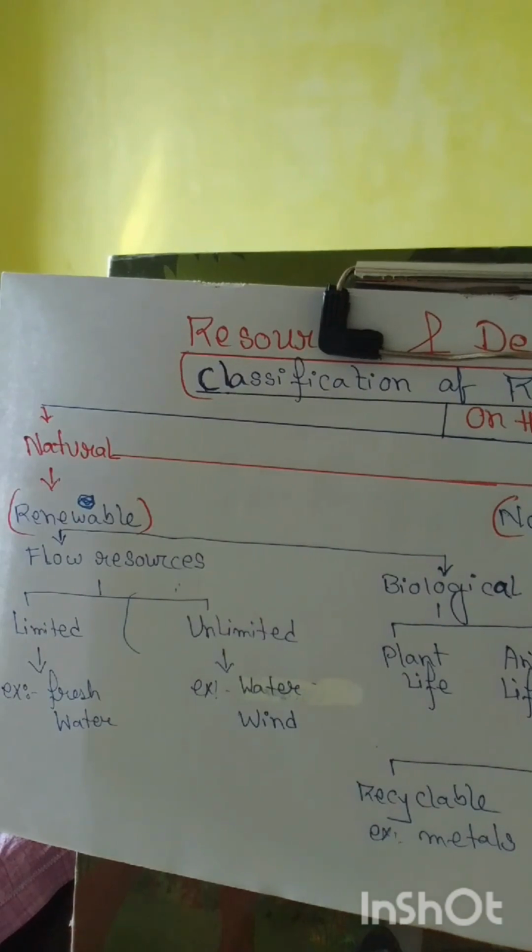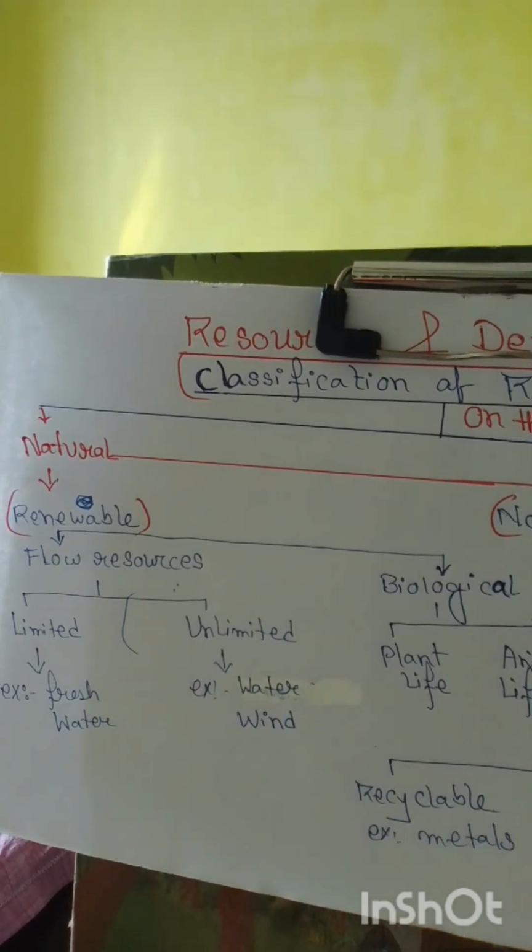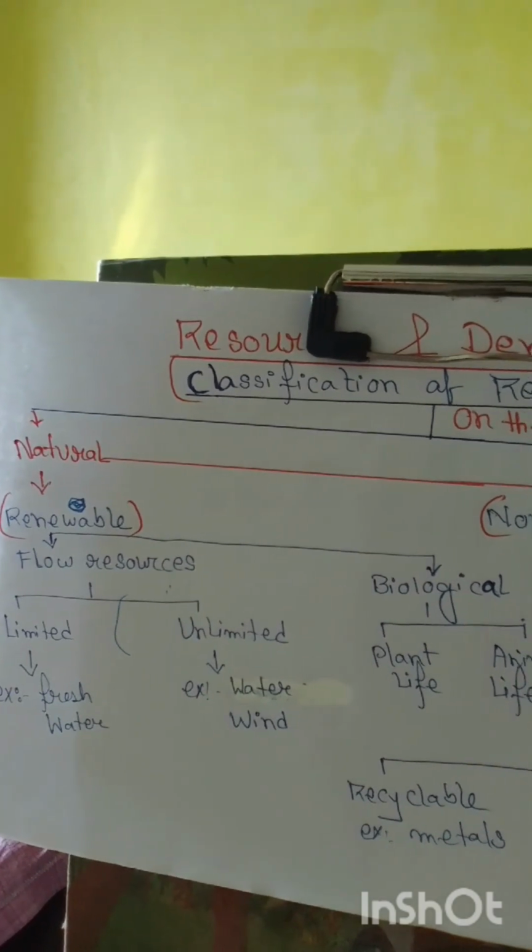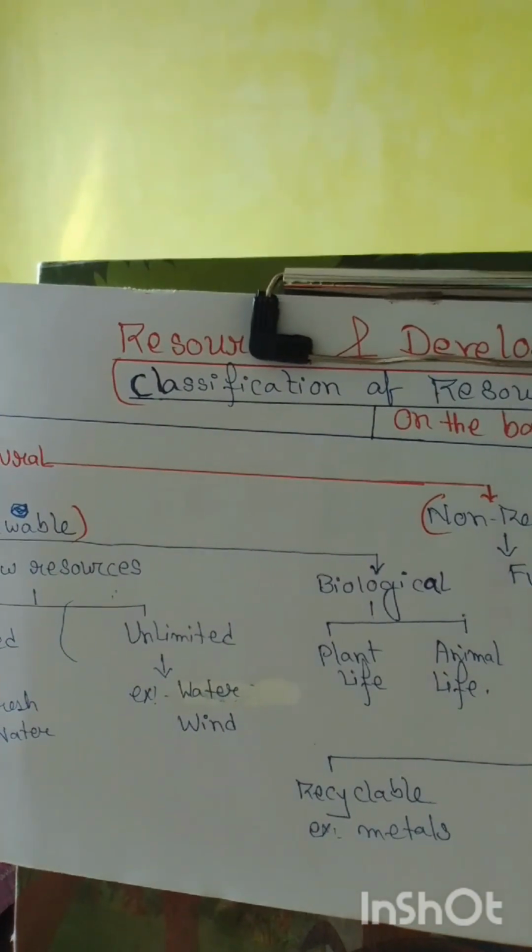Fresh water means water which we can drink, like that coming from glaciers through rivers. The next one is unlimited resources like wind and sunlight. Now the biological resources are plant life and animal life.